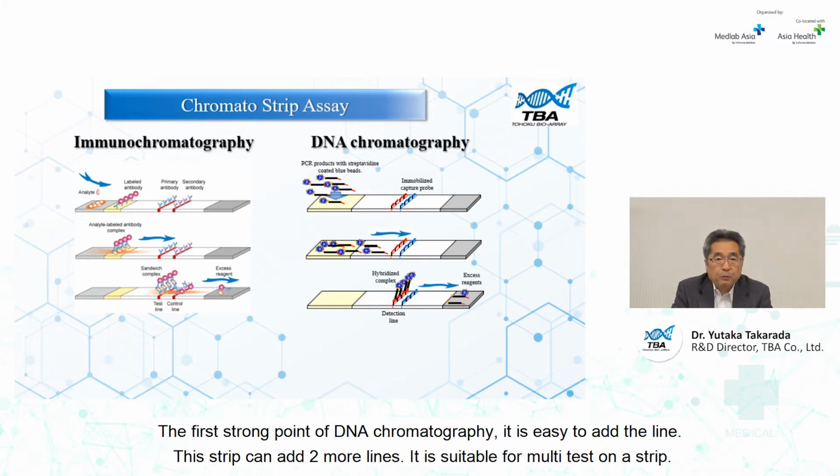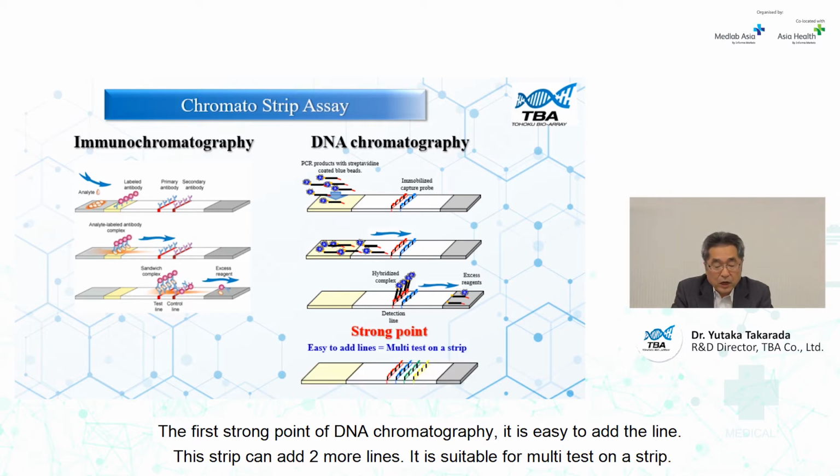The first strong point of DNA chromatography is easy to add the lines. This strip add 2 more lines. It is good, suitable for multi-test on the strip.